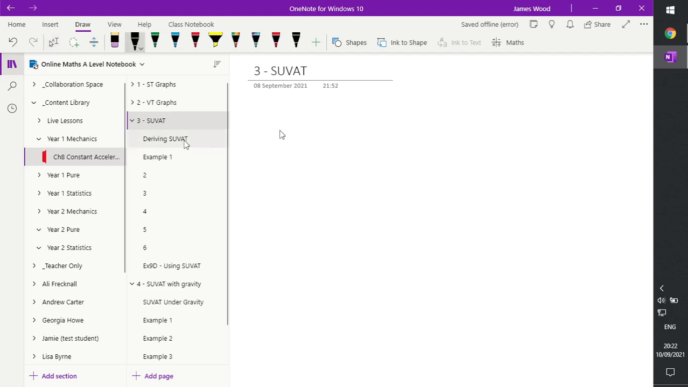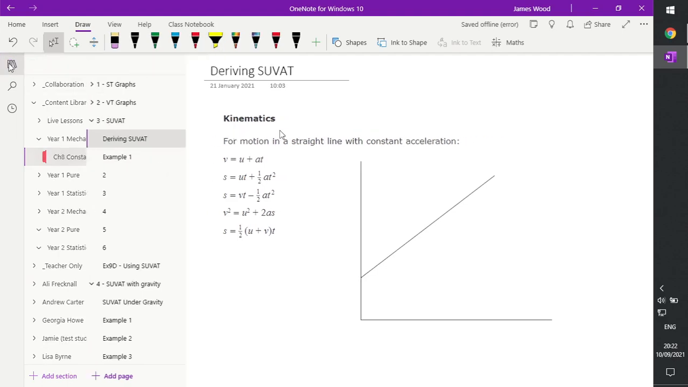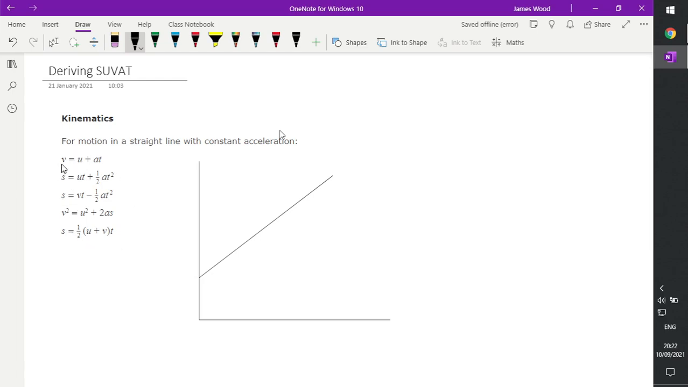Now we're going to have a look at these formulae. This is how they're given to you in the formula booklet. There's a list of 5 of them here. So we've got V equals U plus AT, S equals UT plus half AT squared, S equals VT minus half AT squared, V squared equals U squared plus 2AS, and S equals half U plus VT. Okay, and I've described what those variables are already, but I'm just going to make a note of them here.